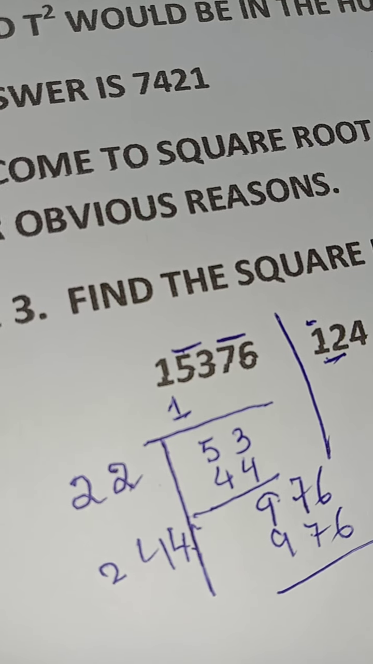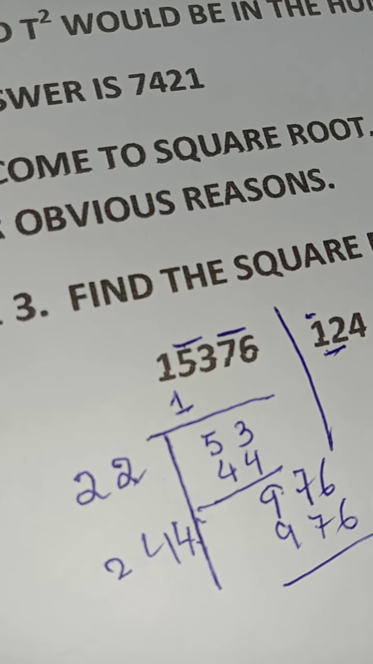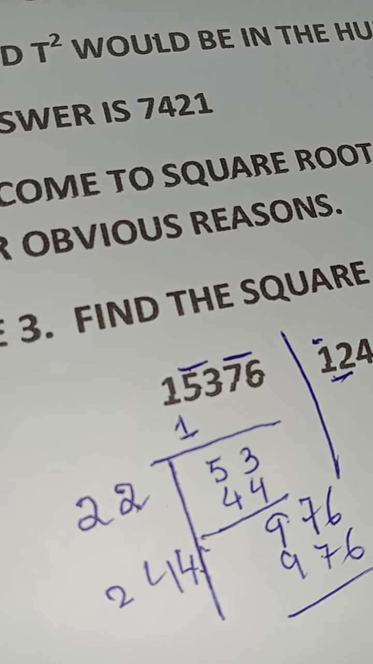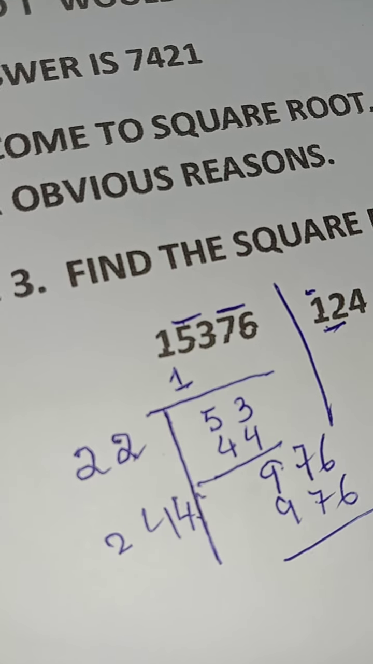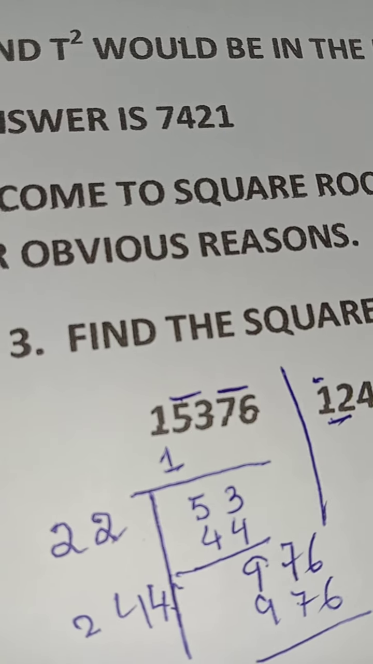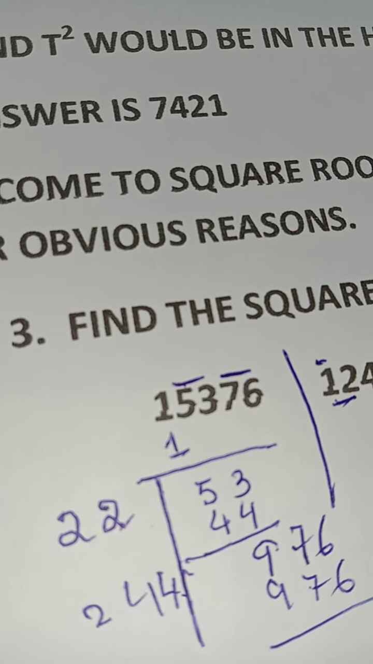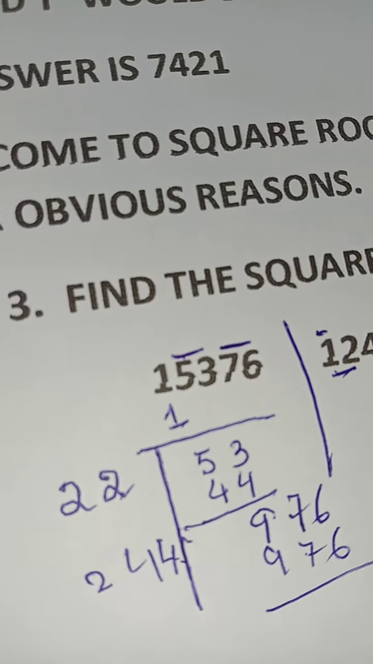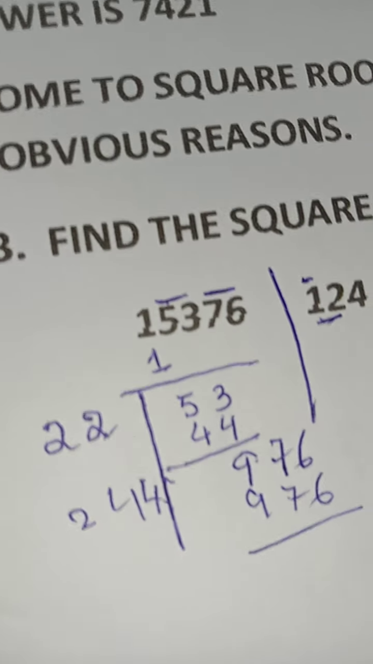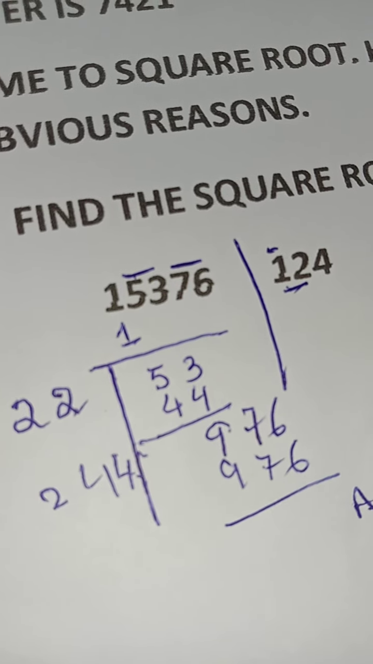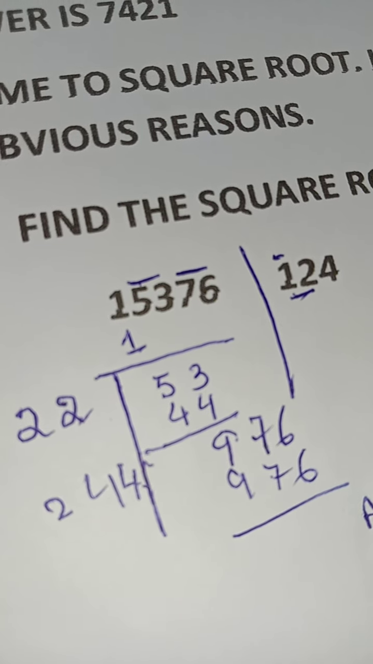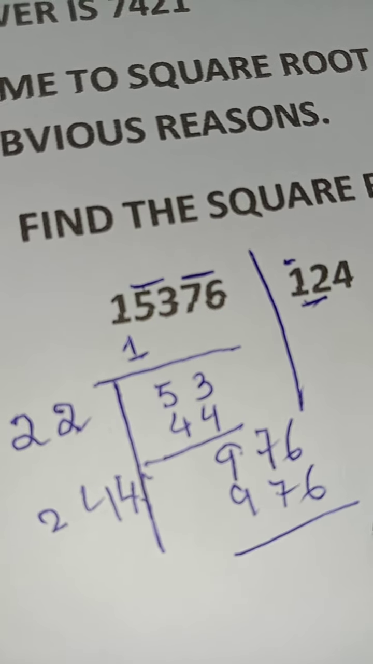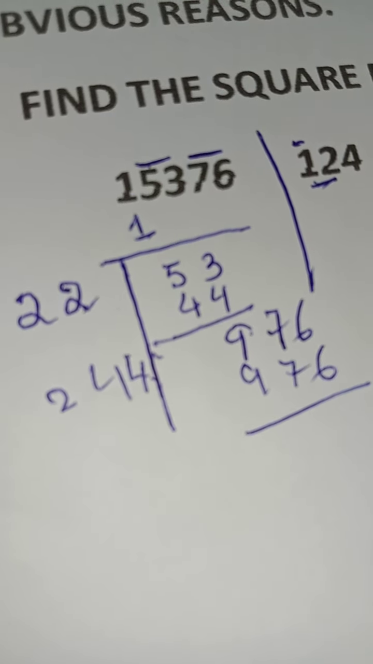Now 53. We find a number here which, when multiplied as a whole 2-digit number, will give a number as close as possible to 53, which we find is 2 for 44. We can't write 3 because 69 will be bigger than 53. Now we subtract 53 minus 54, we get 9, and then we put 2 numbers. Remember, we always put 2 digits together in the place.